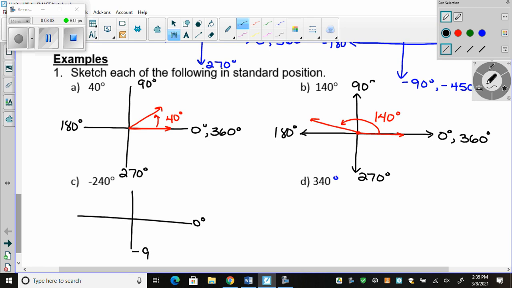And then negative 240. 0, negative 90, negative 180, negative 270, negative 360. And then we need to be 30 shy of 270. So like here, we need an initial, and we need to go clockwise because it's negative. And then 340.